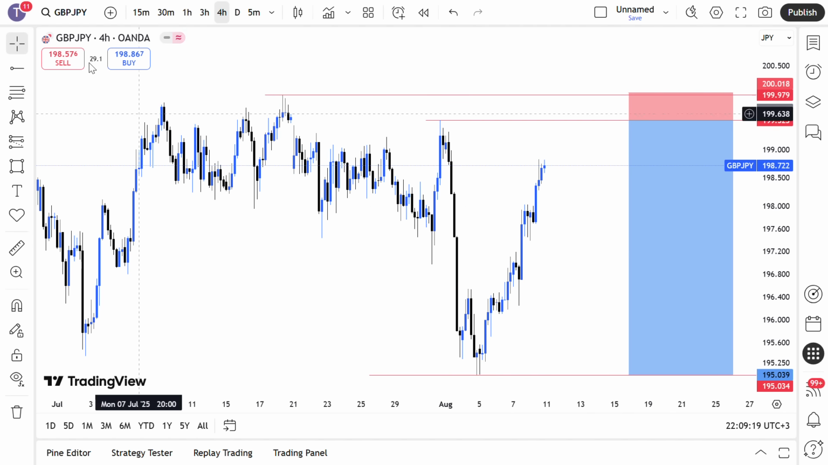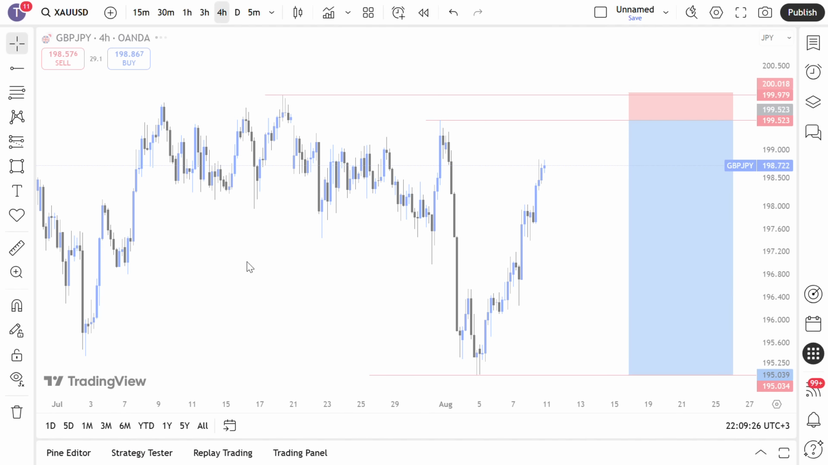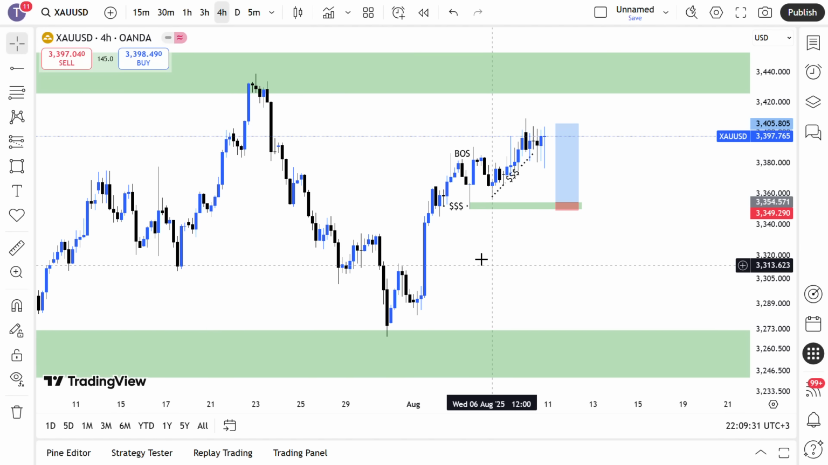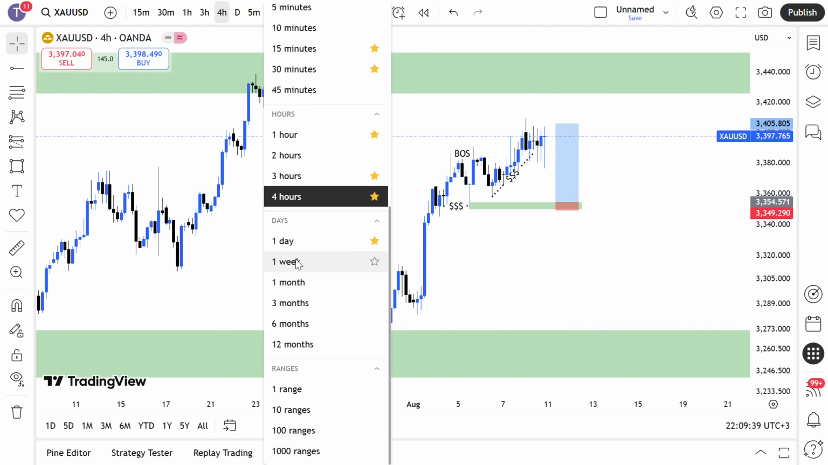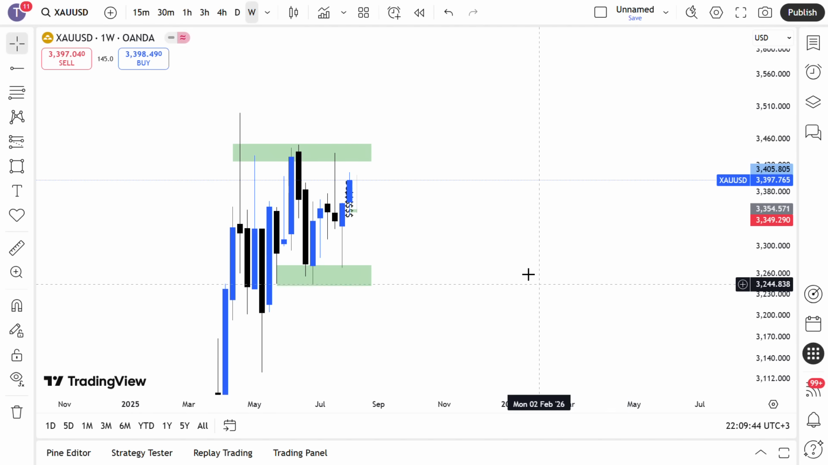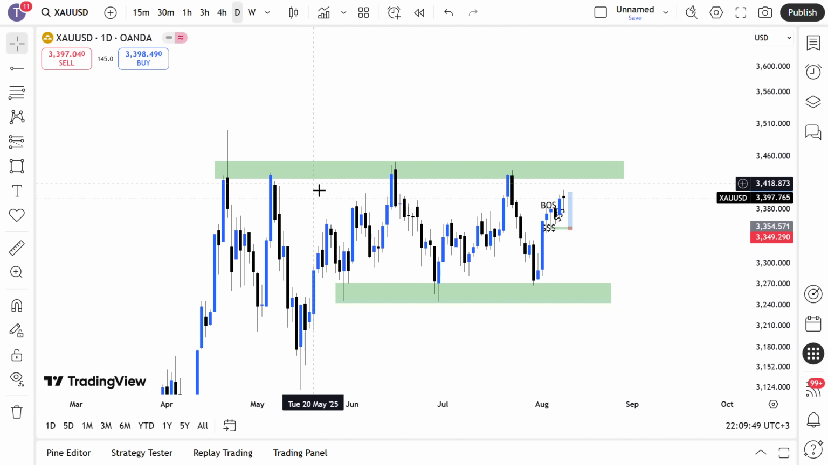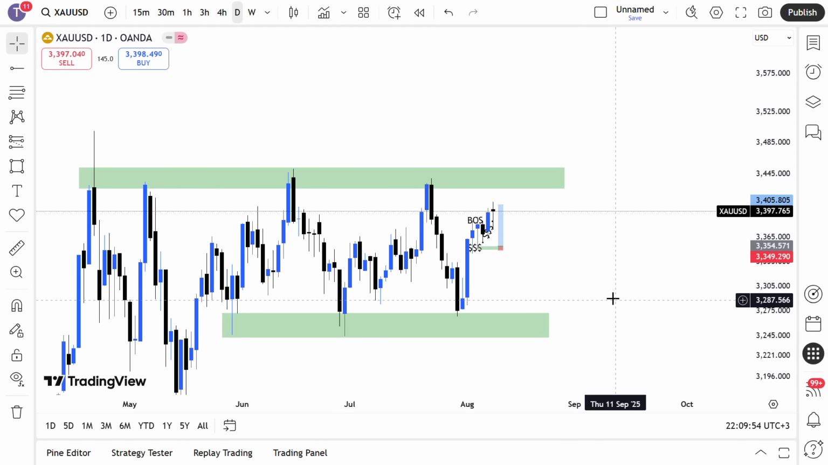Next, I have gold. It is a setup that I have been talking about, and I think the market is trying to build more liquidity before it comes back into our zone. So from the weekly time frame, let me start from the daily so that we can have a clear picture of how the market is currently responding. So I had marked some levels.